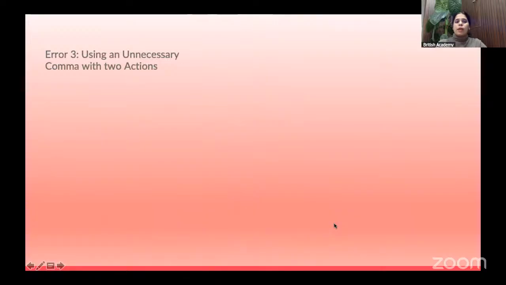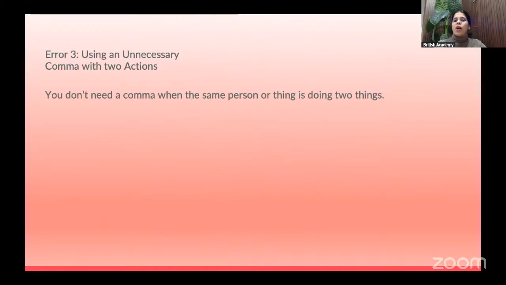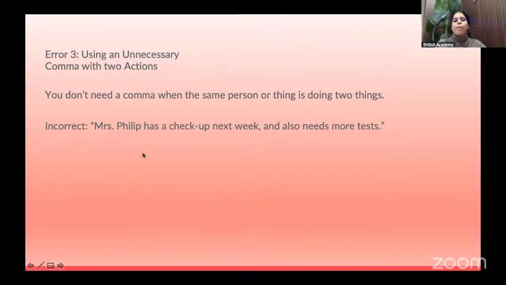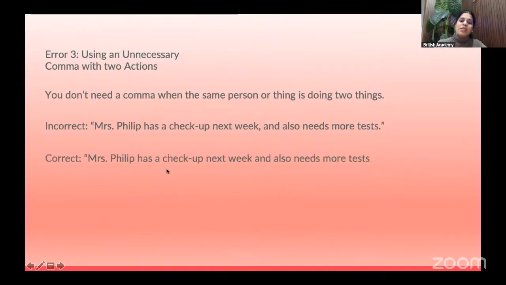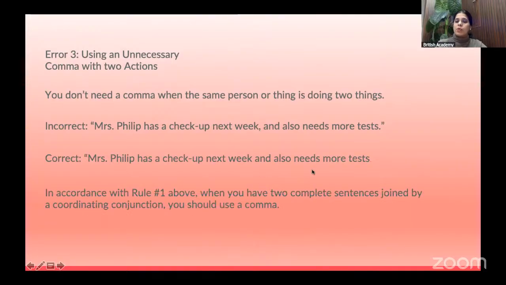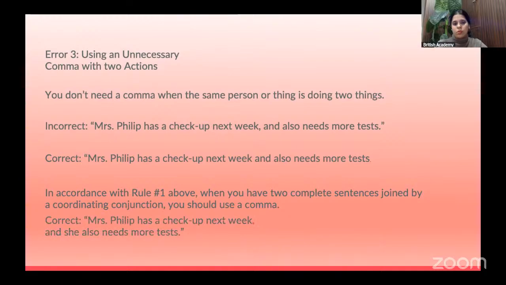Now, the next one, using an unnecessary comma with two actions. You don't need a comma when the same person or thing is doing two different things. So, for example, Mrs. Phillip has a checkup next week and also needs more tests. Mrs. Phillip has a checkup next week and needs more tests. So, here they have not used the comma. When you have a coordinating conjunction, you can use one, but here it is not needed when the same person is doing two different things. So it is not required. Like I said, there is no hard and fast rule. So I would advise if you feel it is not necessary, please don't use it.